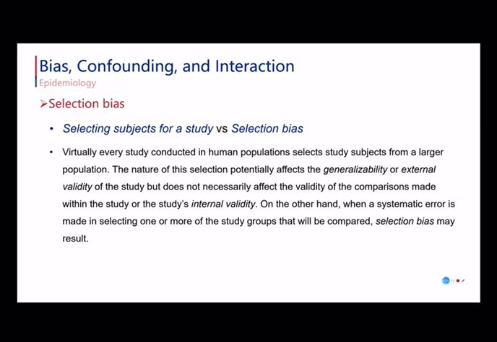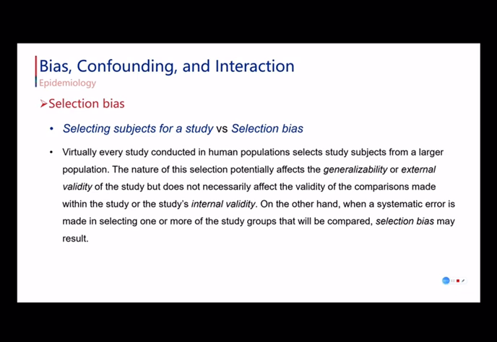On the other hand, when a systematic error is made in selecting one or more of the study groups that will be compared, selection bias may result. Such a bias can result in odds ratios or relative risks that may not be correct estimates and consequently lead to non-valid inferences regarding associations of exposure and disease. Selection bias is therefore an error in selecting a study group or groups within the study and can have a major impact on the internal validity of the study and the legitimacy of the conclusion.